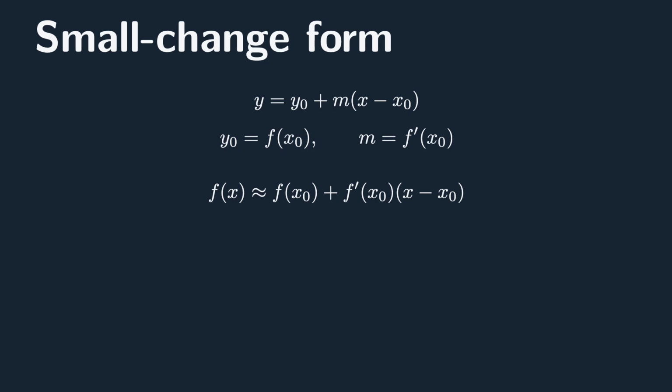Now let's write the tangent line approximation in a form that will be useful later. Remember, we started from the equation of a line y = y₀ + m(x − x₀). For the tangent line at x₀, the value y₀ becomes f(x₀), and the slope m becomes the derivative of f at x₀, f′(x₀). That gives us f(x) ≈ f(x₀) + f′(x₀)(x − x₀). Now we introduce one new quantity.